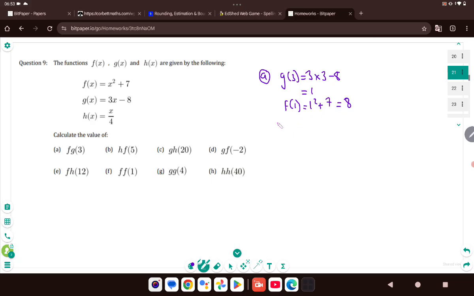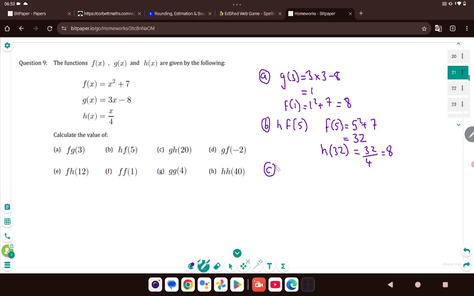h of f of 5. We need to work out the f of 5 first. That's 32. And now we're working out the h of 32.